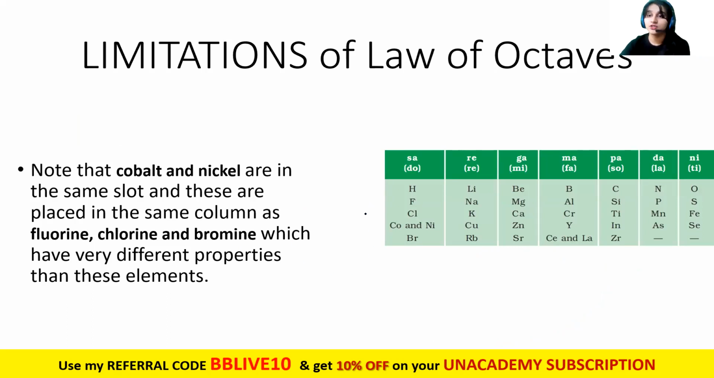So this is what we just saw. Cobalt and nickel here in the halogen party, but they should be with iron, right? They are more like buddies with him. So why this? That was another limitation of the law of octaves.